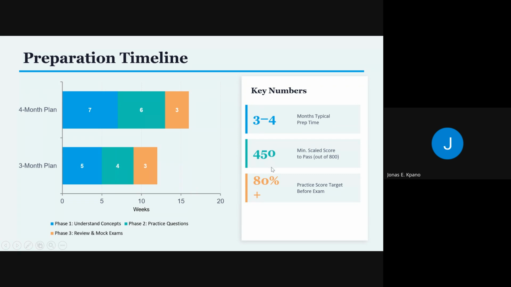So one thing you should know is that when it comes to the CISA exams, the scale is out of 800. So the minimum scaled score to pass the exams is 450. So when you are taking your mock tests or exams, you need to be targeting a score of 80%. When you are able to get 80% in your exam, then you should know that yes, you are truly prepared for the real CISA exams.